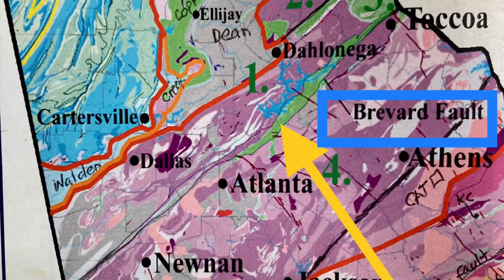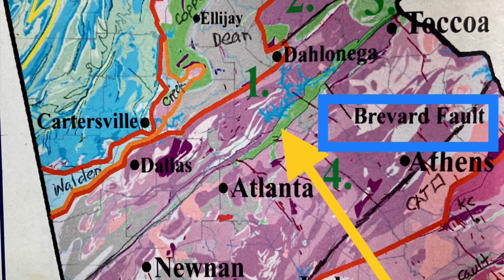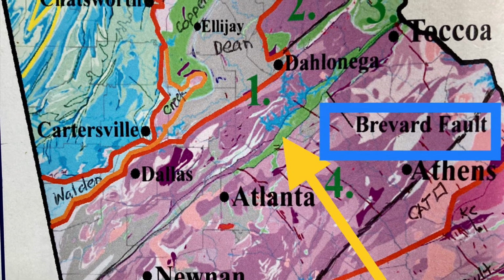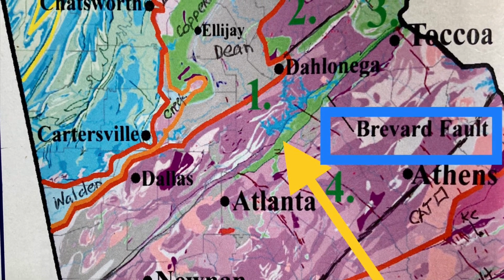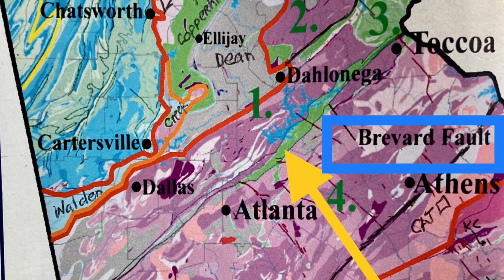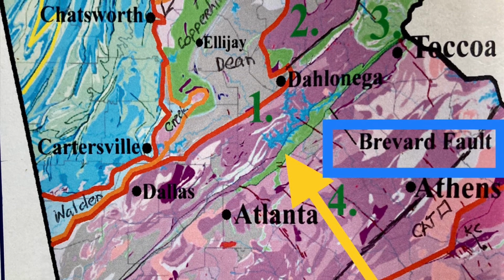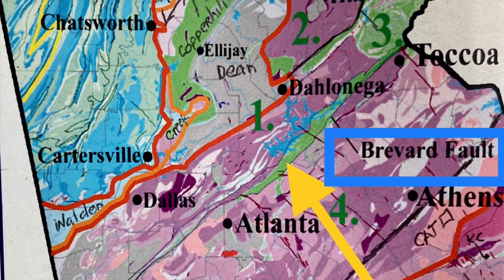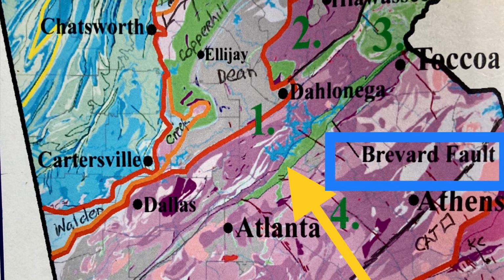The classic example of a strike-slip fault is called the Brevard Fault Zone. It runs from eastern Alabama all the way up at least to the North Carolina-Virginia border and probably through most of Virginia too. And it's a strike-slip fault that has played a huge part in the development of the Appalachian Mountains.